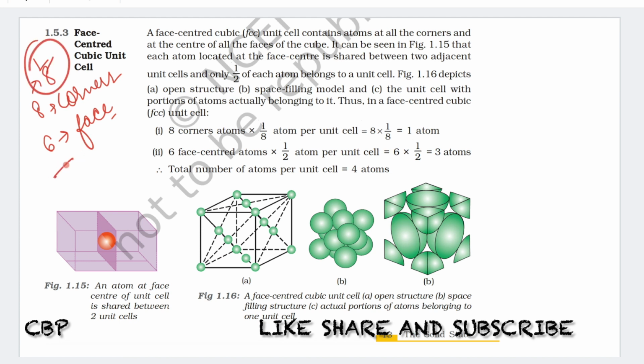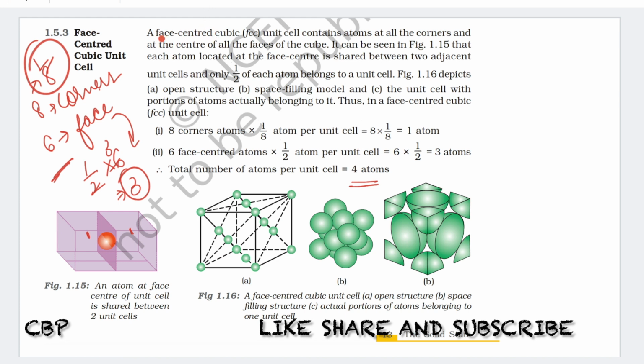And now we can calculate that face also. One face is shared by, like this is a face, and this is shared by this unit cell and this unit cell also. Now we can say that a face is shared by 2 unit cells. That's why its contribution is 1 by 2 multiplied by 6, and the answer is 3. Means the faces contribute 3 and the corners contribute 1. So the total number of atoms per unit cell is 4.